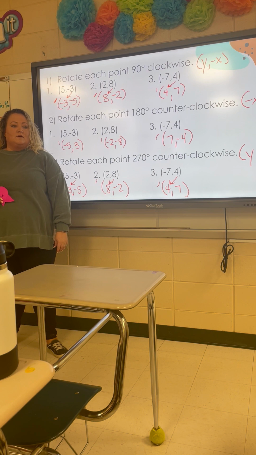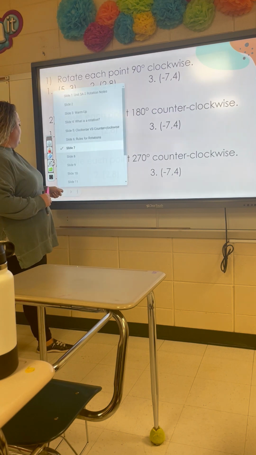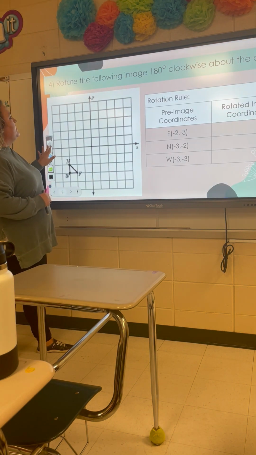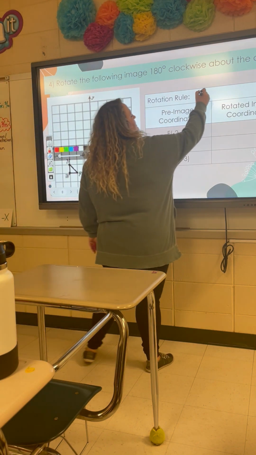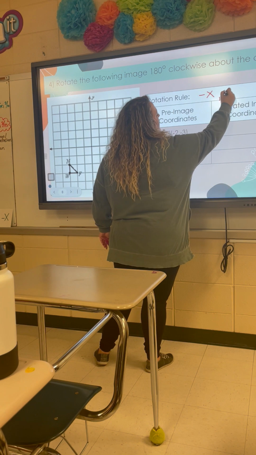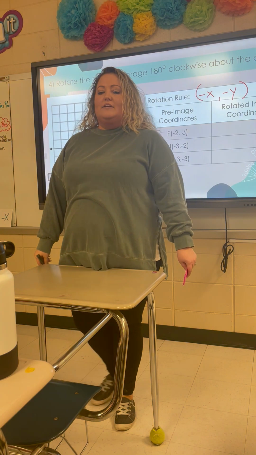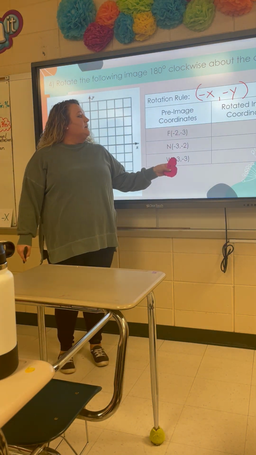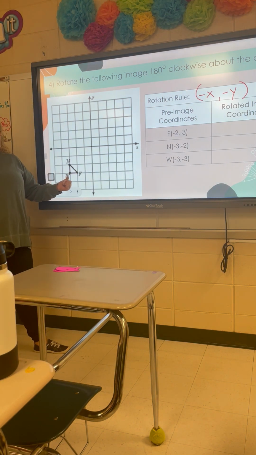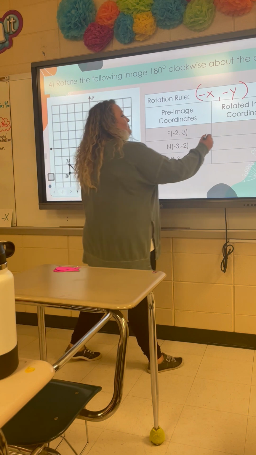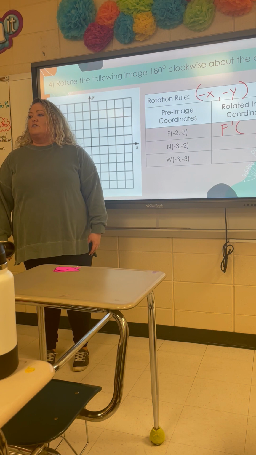Okay. All right, let's look at an example in the coordinate plane. So this should be example 4 on your paper. Rotate the following 180. So we're going to use our 180 rule, which is opposite x, opposite y. Go ahead and write your rule on your table. And the next thing we're going to do is use that to rotate this triangle FNW. So we're going to start by finding F prime. Make sure you're doing your parentheses and separating your values with a comma.